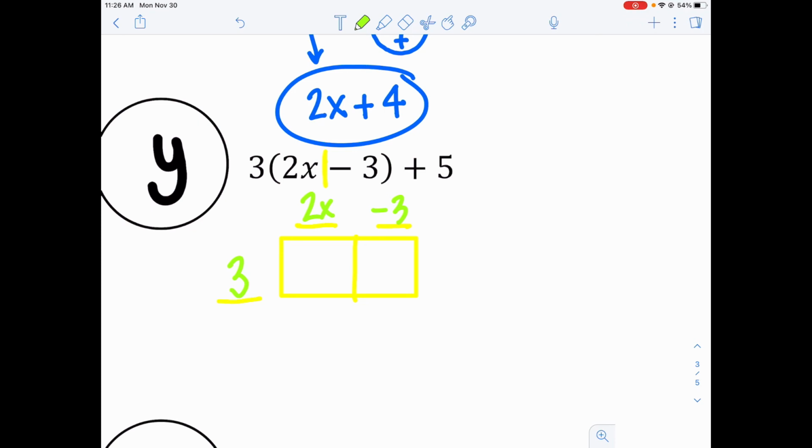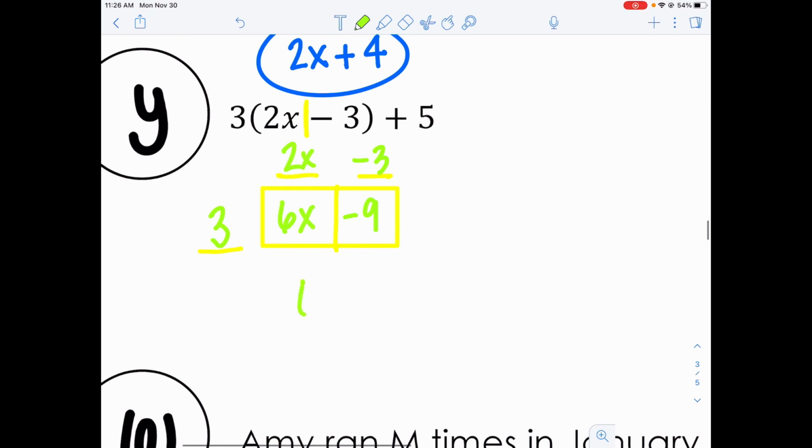Multiply to get what goes inside. 3 times 2x leaves me with 6x, and 3 times a -3 leaves me with -9. So I am left with 6x minus 9, and then this plus 5 we haven't used drops straight down, and I write plus 5.